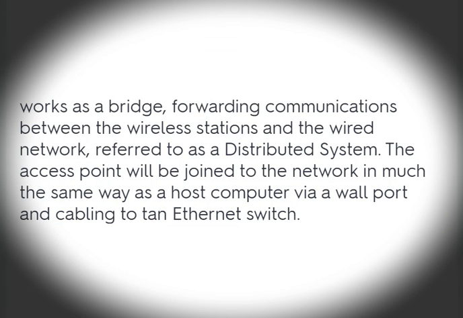Access point works as a bridge forwarding communications between the wireless stations and the wired network, referred to as a distributed system. The access point will be joined to the network in much the same way as a host computer via a wall port and cabling to an Ethernet switch.